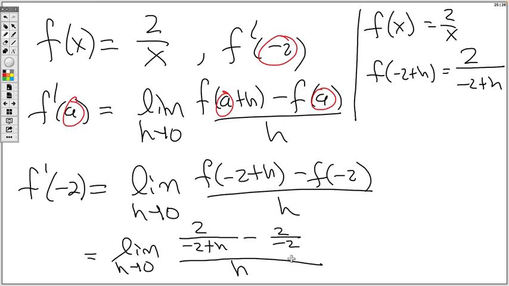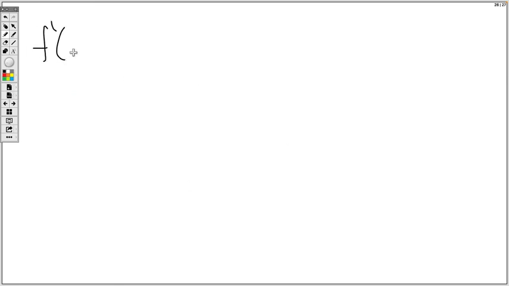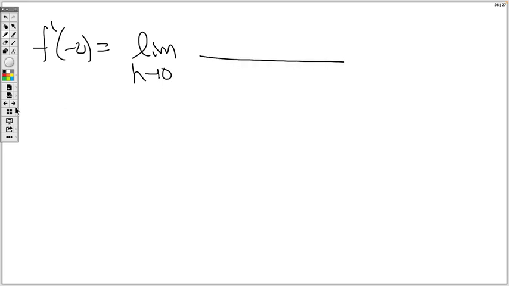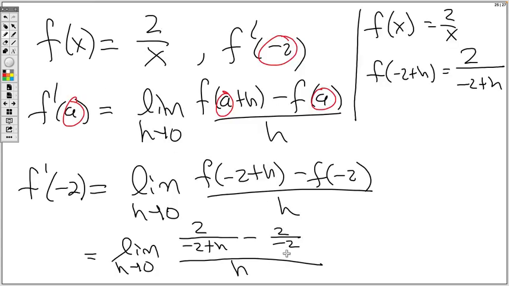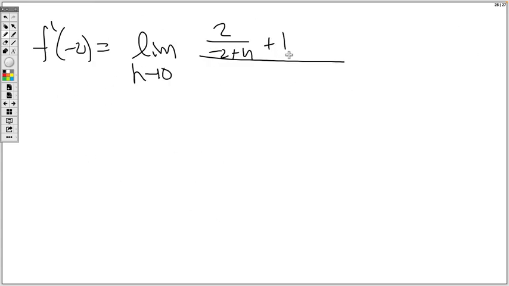Keep in mind, all we're doing is finding slopes. That's all we're doing. Slope, slope, slope. I got a 2 over negative 2 plus h minus a negative 1, so that's a plus 1 all over h. And once again, we're presented with a complex fraction. How do we rectify this? We're going to multiply top and bottom by what? That little denominator.